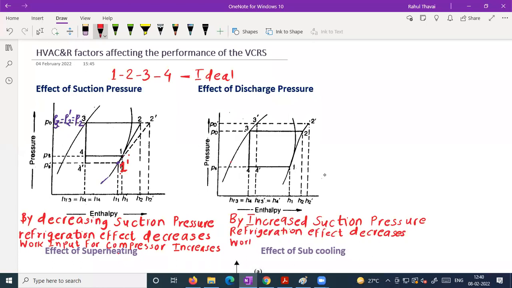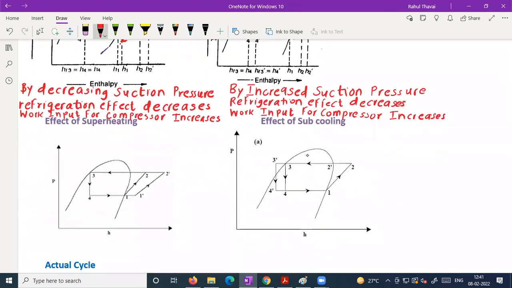So work input for the compressor increases. Is that okay? Yes, let me know. Is that okay with this one, all of you? Have you understood? Yes, sir. Okay. Now let us see the next thing.